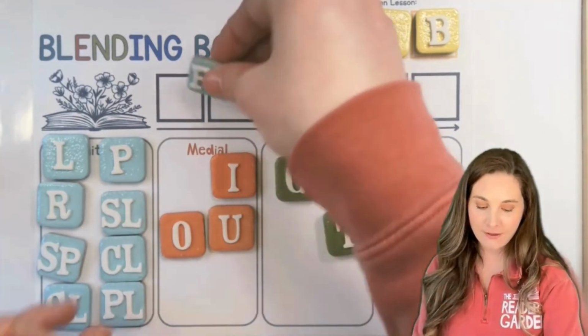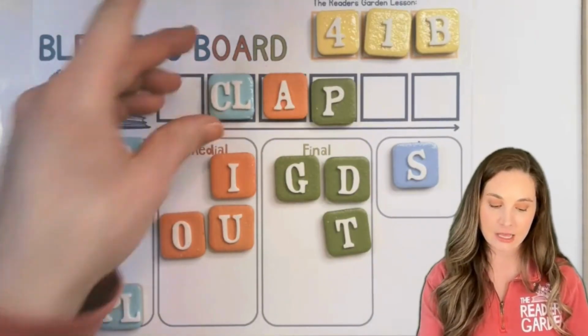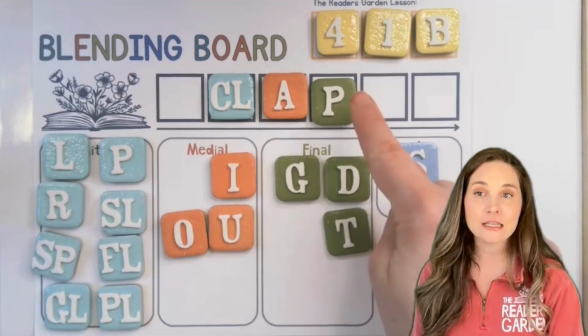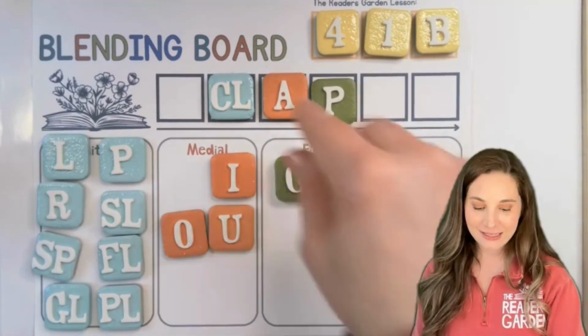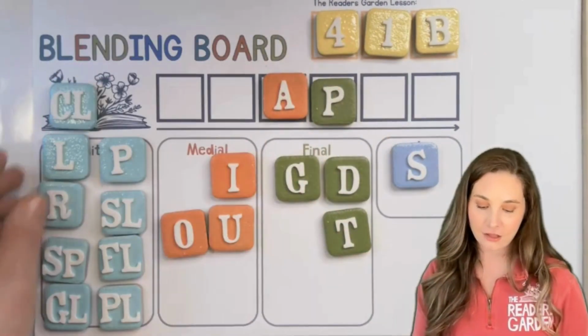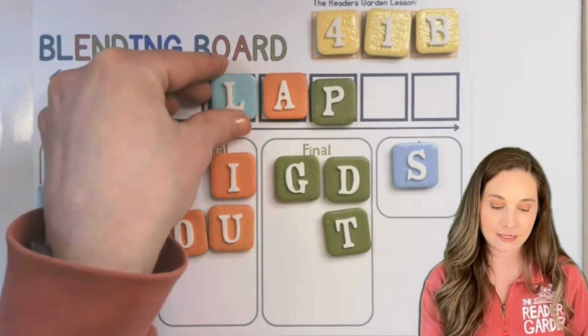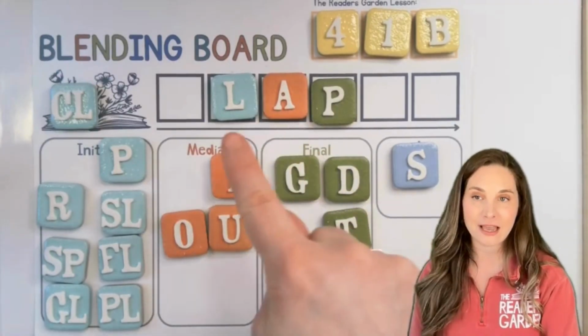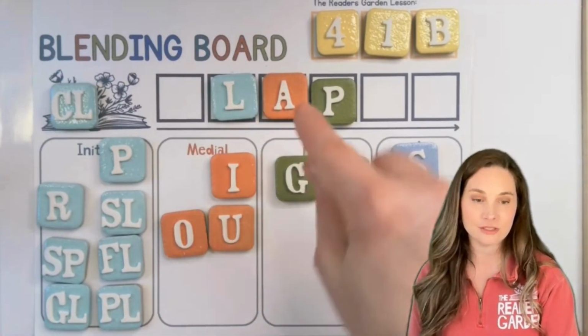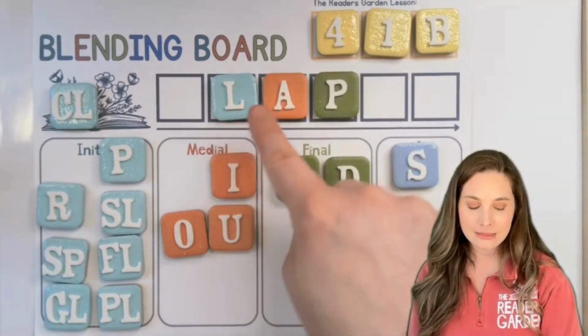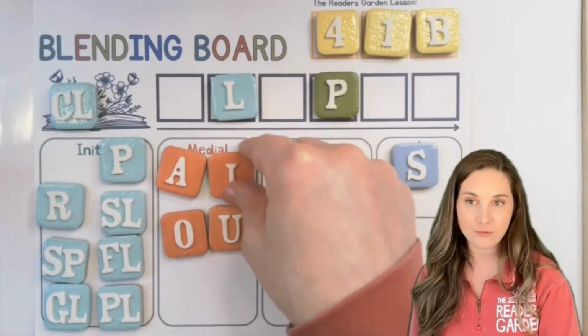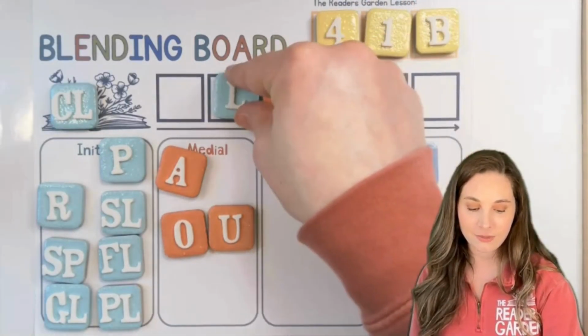Let's take off our FL and put a CL there. And now we have clap. And if we take off the CL and put an L in the beginning, now we have lap, like I am running laps around the school. I ran one lap. Lap can become lip if we bring our I up there.